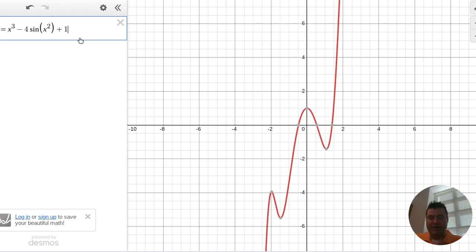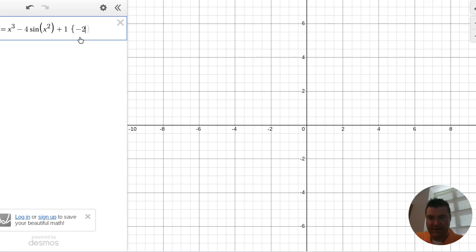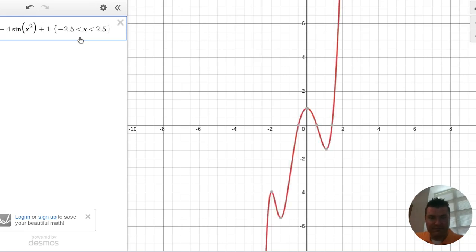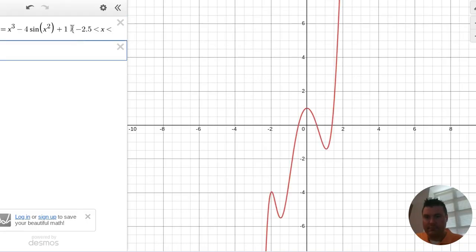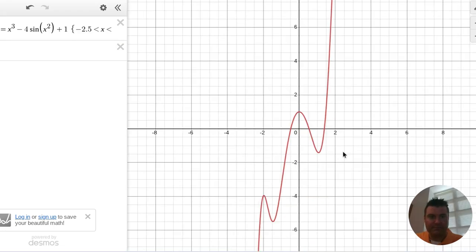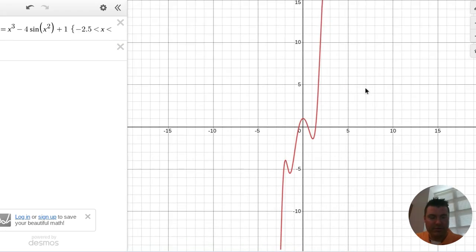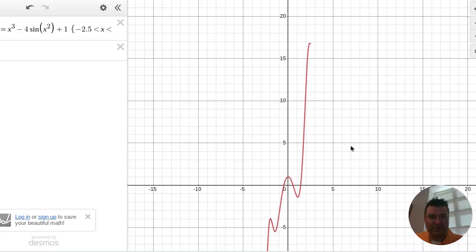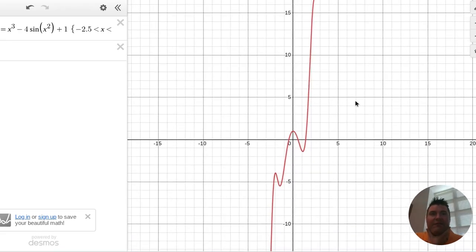Now, I only care about this between the values of negative 2.5 and 2.5. So yeah, there are the values right there. I'll zoom out a little bit too. You can kind of see that it stops right there at 2.5 and negative 2.5. Now, if all I'm doing is looking at relative extrema here, I'm looking specifically at relative max.